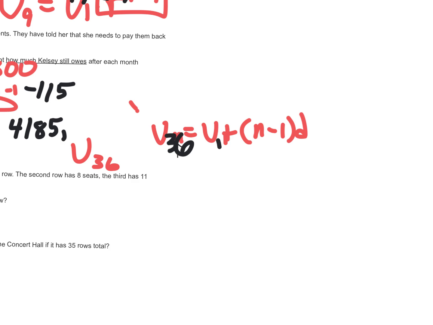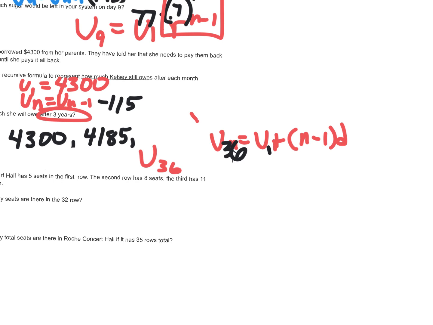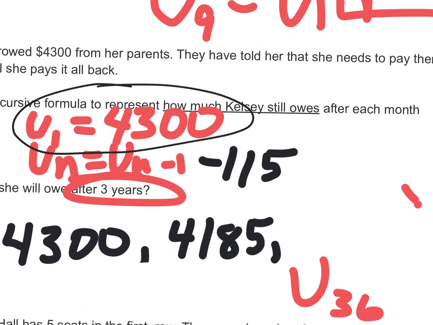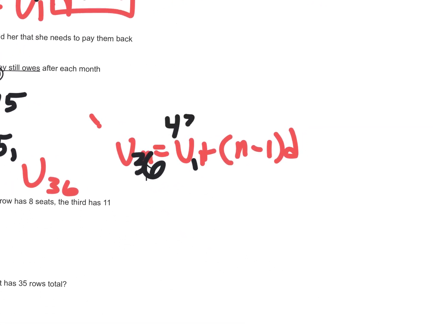Now I need u sub 1. Spencer, what's u sub 1? It's the very beginning of the problem. Hint, it's right there. 4,300. Okay. Plus n minus 1 times d. What's n again? Oh, I already had that. It's right here. Sometimes the formula has 2 n's in it. A lot of times it does.